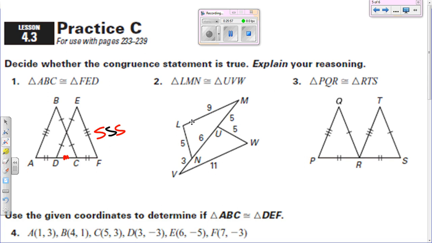This one, LM is 9. UV is 6 plus 3, which is 9. Then do MN, which is 5 plus 6, that's 11. That's congruent to VW, which is 11. And lastly, you have LN and UW. LN is 5, and UW is 5. So it would be a side, side, side.